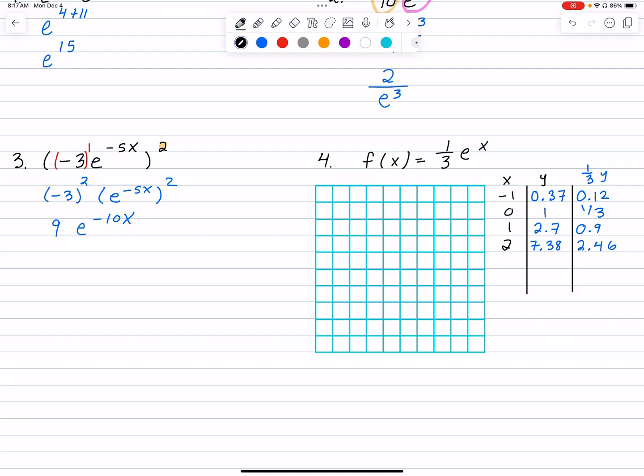I'm just going to make my graph look like this. I think to make this easier for me, I'm going to make the y's go by 2's, because you can see my biggest number on the y's is just 2.46. So this will make the graphing a little bit easier. So let's see what we got here.